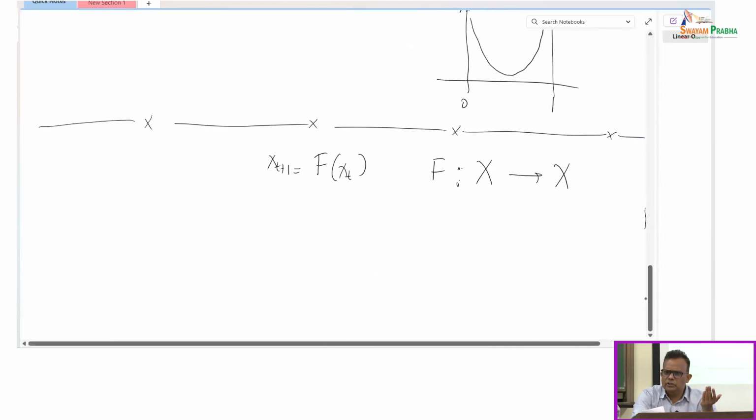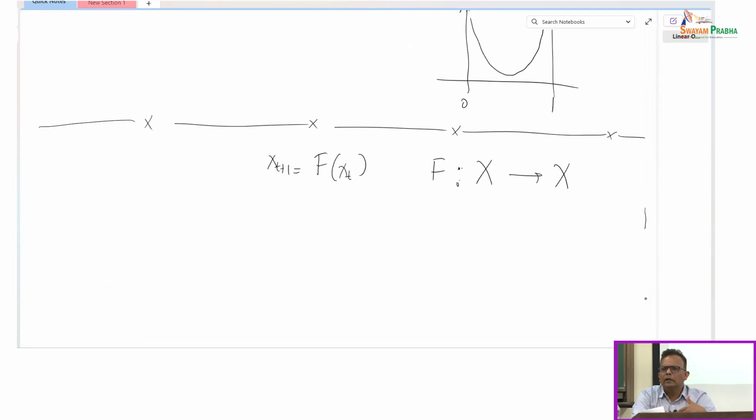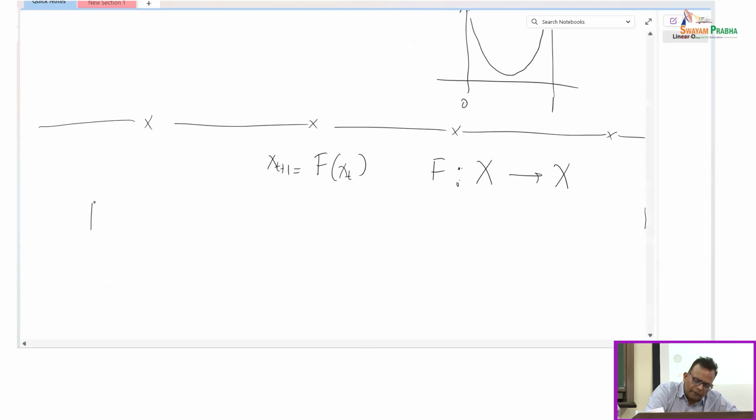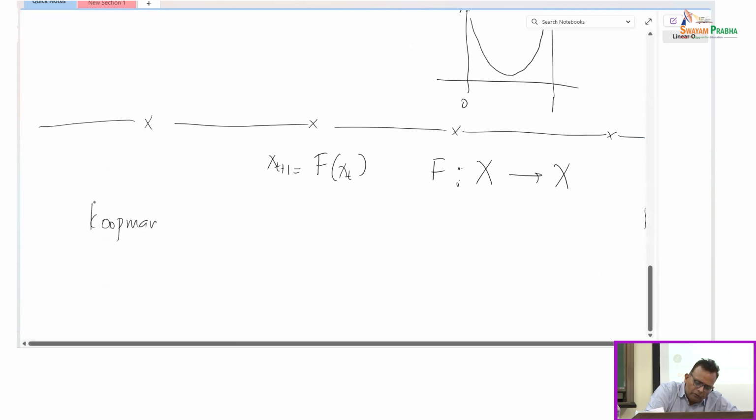I'll tell you where I'll use invertibility and where I will not, and so on. Because what I'm going to talk about doesn't need invertibility, but if it is invertible, then it has a little more structure. Okay, but anyway, those are not important. Okay, so the first operator that we're going to talk about is called the Koopman operator.